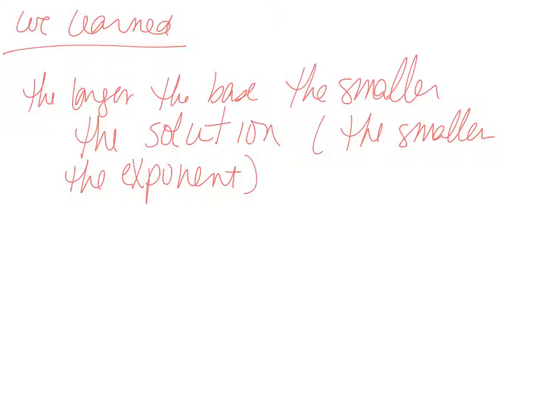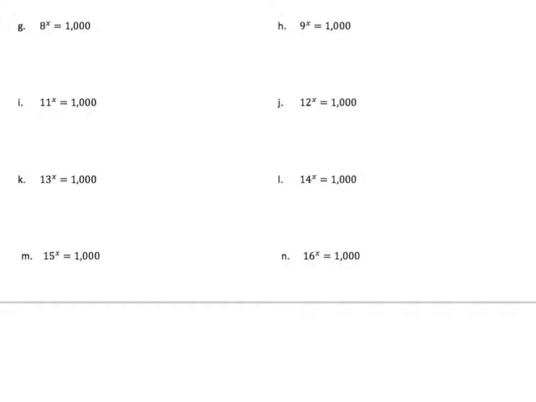So the larger the base, the smaller the exponent, because the exponent needs to be smaller to get to our goal of 1,000. Okay, that's really it. That's the rest of them. We're not going to do that though.